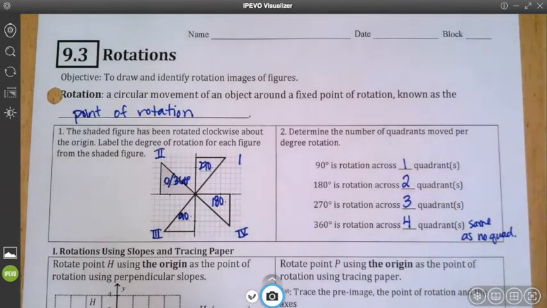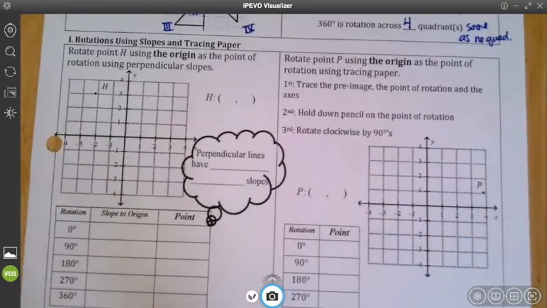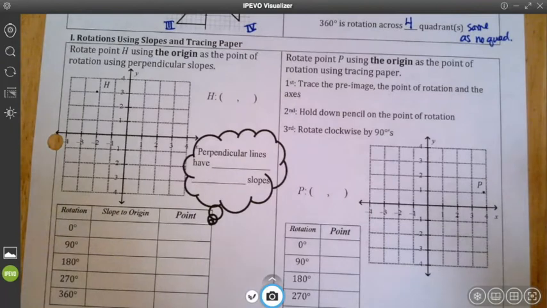So it'll be in the same quadrant. Let's look at some examples. Again, we won't be using tracing paper for this, but originally we never had tracing paper to practice this back in my day. So we'll practice rotating. If you have tracing paper, you're welcome to use it, but you won't be able to use it on assessments.